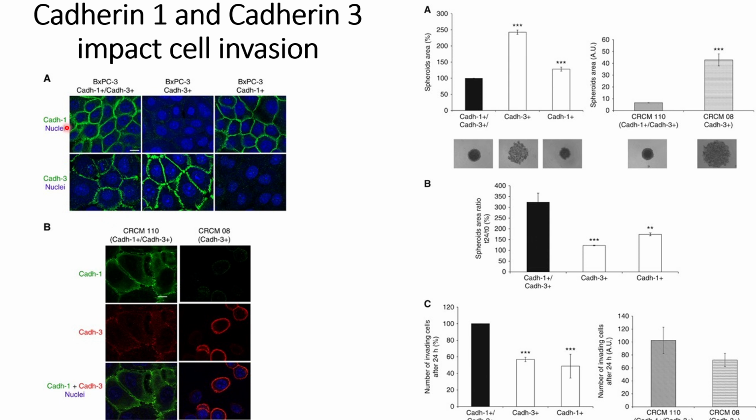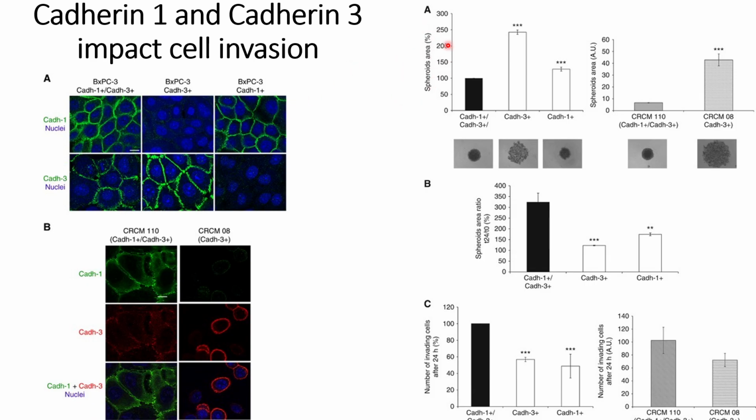Apart from generating these stable cell lines, they also checked the Cadherin expression in patient samples, in primary tumor tissues, using CRCM110 and CRCM08. These are the two names they have given to the patients. In CRCM110, they are able to see both Cadherin-1 and Cadherin-3 present, whereas in CRCM08 they are able to see only Cadherin-3 present. They will use these primary tissues to validate the in vitro findings they get from the BXPC3 cell lines.